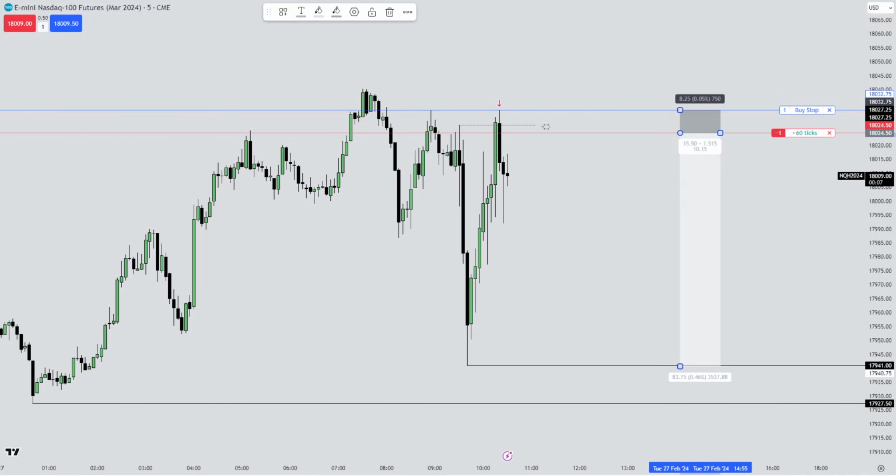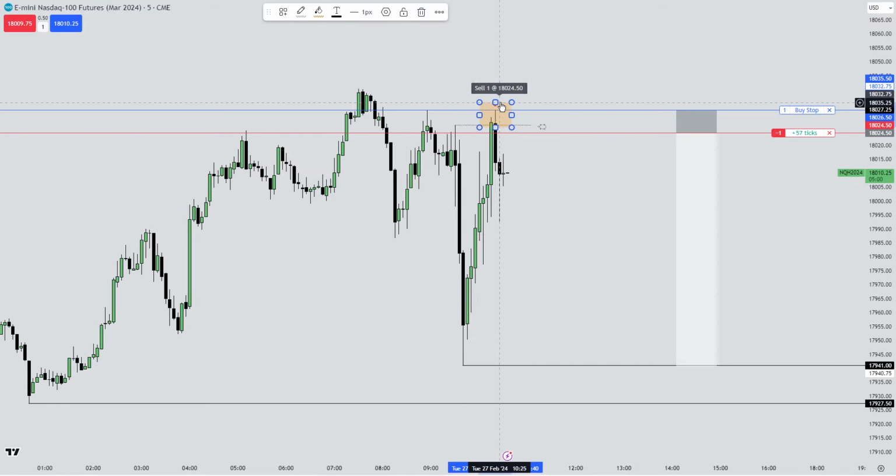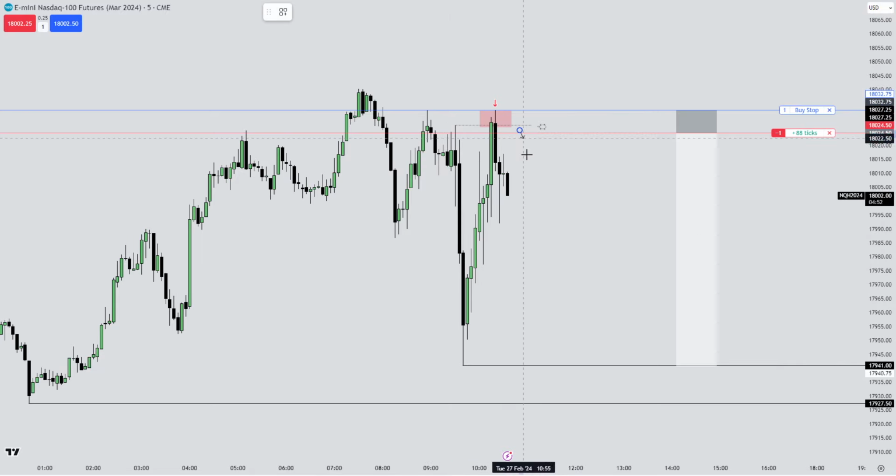So I'm looking for this swing high right here to remain intact. I don't want to see price go above that. You can see my entry right there, 18,024.50. I don't want to see price go above this high where I have this little red area. And I want to see price draw all the way down to this low. So that's the idea I'm going for right here.